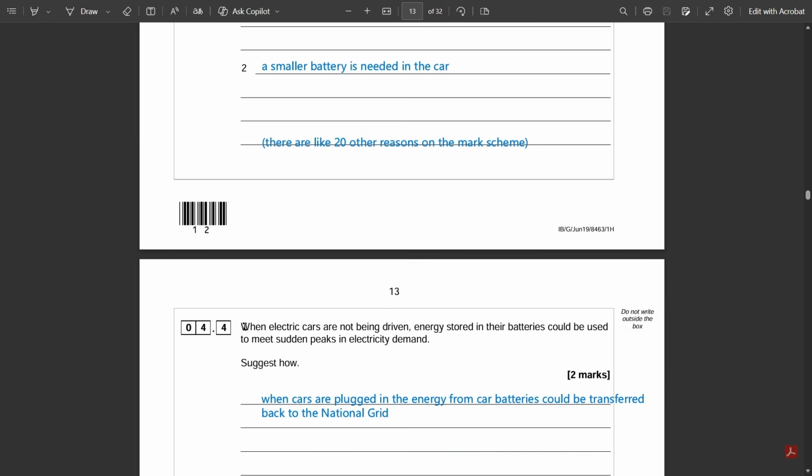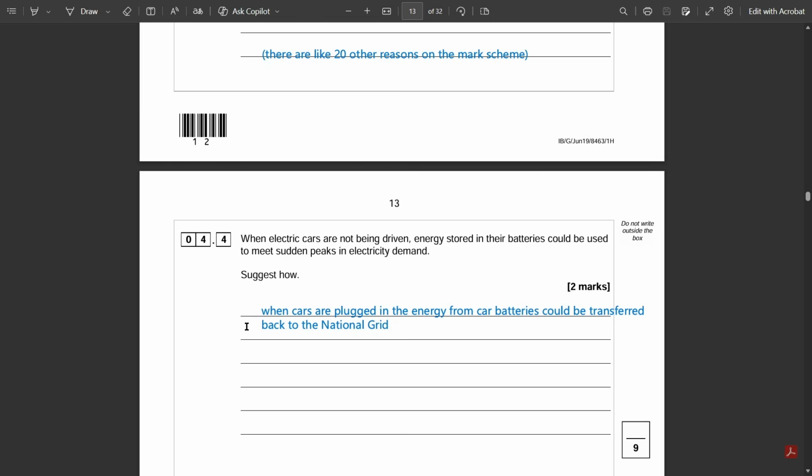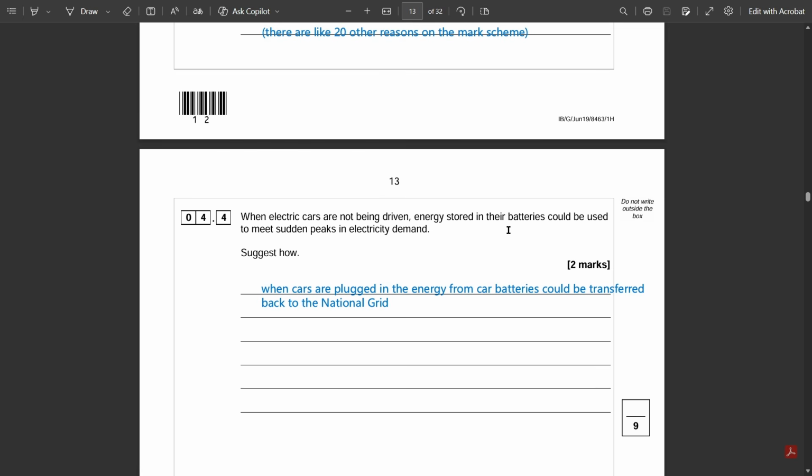And then 4.4, when electric cars are not being driven, energy stored in their batteries could be used to meet sudden peaks in electricity demand, and we're asked to suggest how. That is the fact that when cars are plugged in, the energy from the car batteries could be transferred back to the national grid.